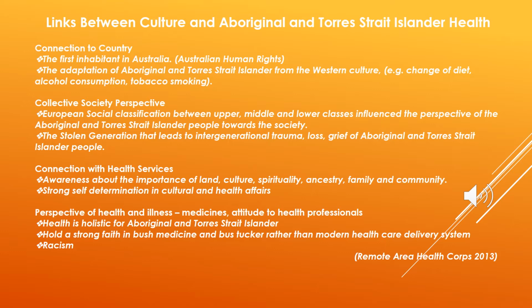However, due to the colonization, they adopted some traits from the Western culture, for example, change of diet, alcohol consumption, and tobacco smoking. When it comes to the collective society perspective, the European social classification between upper, middle, and lower classes influenced the perspective of the Aboriginal and Torres Strait Islander people towards society, which led to a clash between the Aboriginal and Torres Strait Islander people and British people. The stolen generation has had a great impact on them that leads to intergenerational trauma, loss, and grief of Aboriginal and Torres Strait Islander people. Connection with health services.